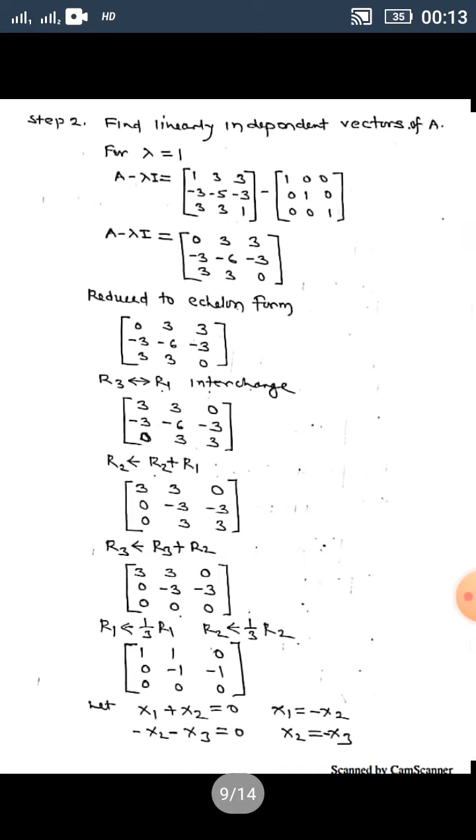x1 is as it is x1. x2 we can write minus x1 and x3 we can substitute here x1. So x1 times 1, minus 1, 1. So we take x1 common. So for corresponding lambda is equal to 1, we get the v1 vector, we can call, or we can say, as 1 minus 1, 1.